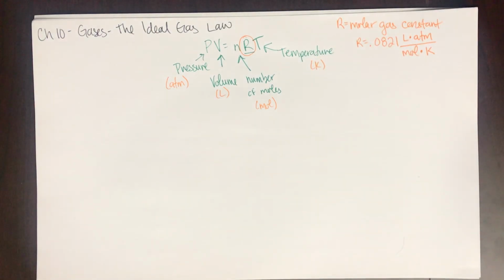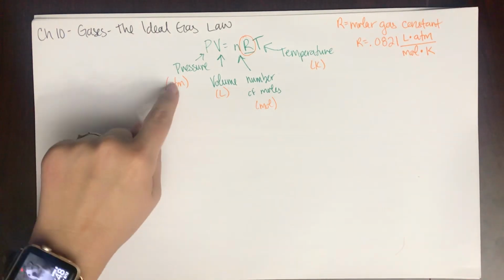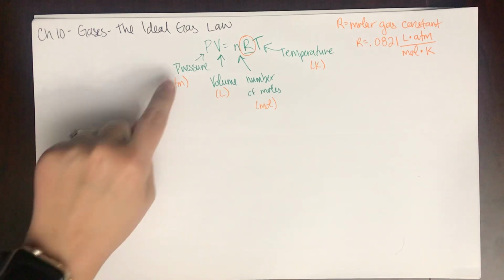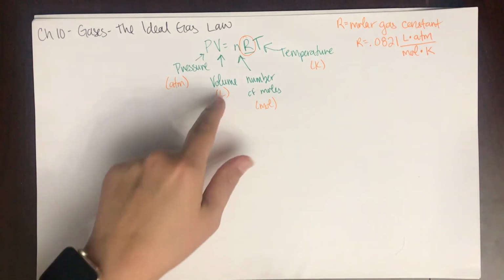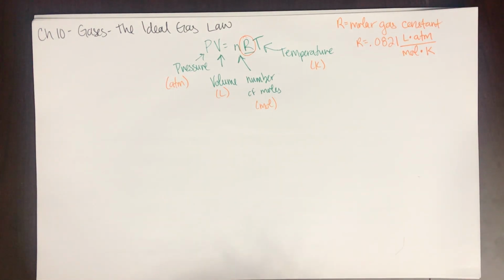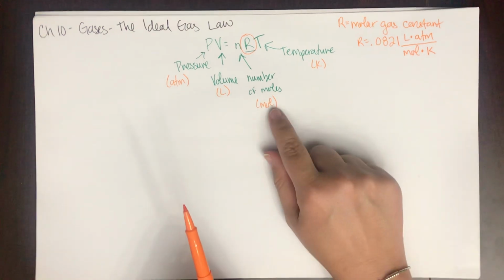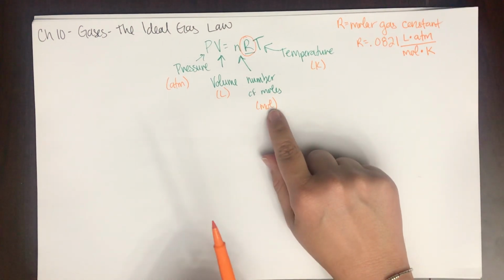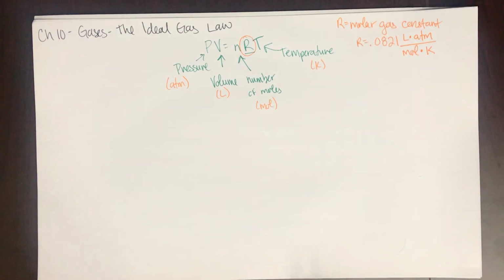So when you're using the ideal gas law, if you're given pressure in millimeters of mercury, you would need to convert it to atmospheres. If you're given volume in milliliters, you would need to convert it. If you were given something other than moles, like a number of grams or a volume even, you would need to convert it. And temperature, if it was given to you in Celsius or Fahrenheit, you would need to convert it. So let's look at a problem, an ideal gas law problem.